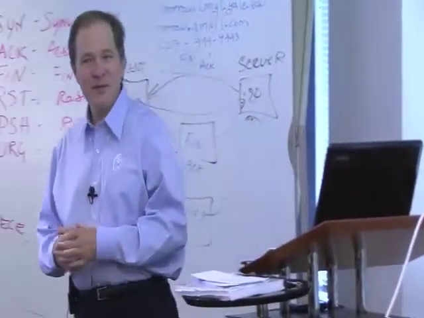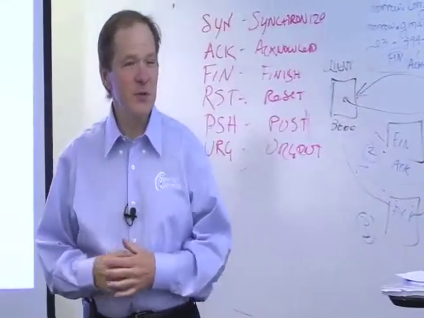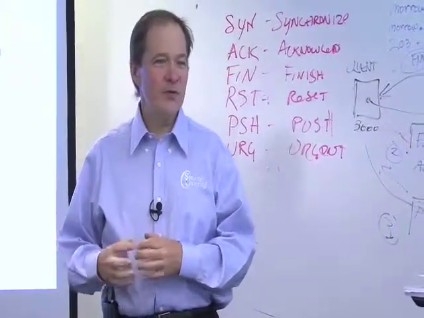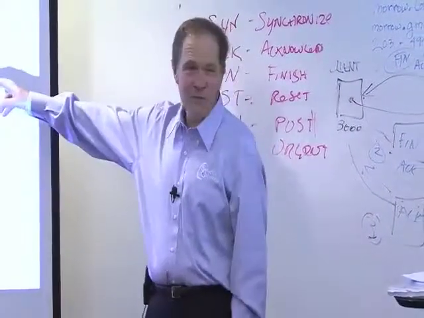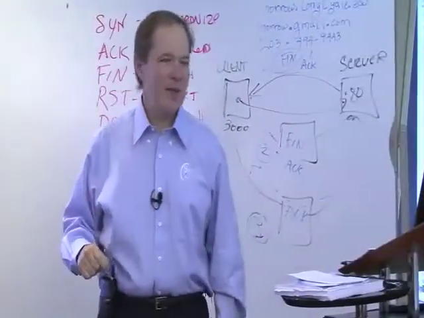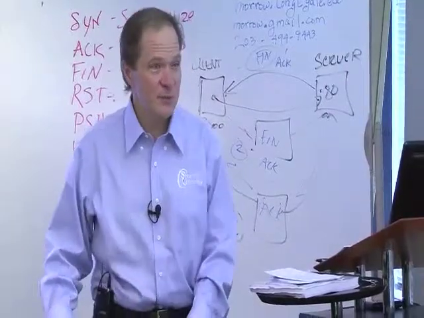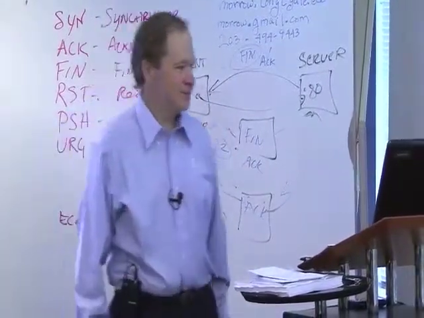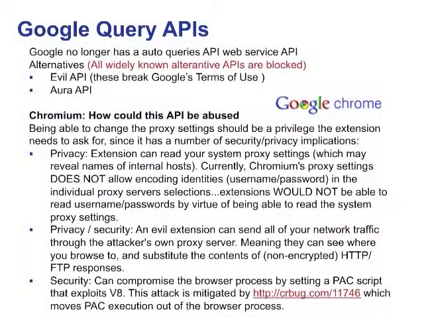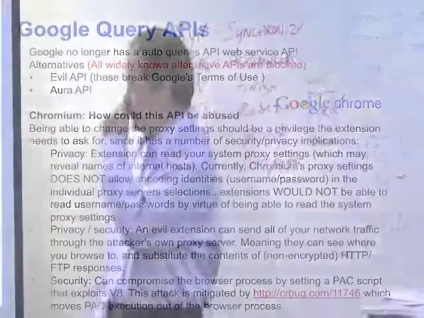Note that if you do this, as Google does have a terms of use, you're violating Google's terms of use condition if you start banging on them with massive amounts of automated scans. So they have the right to terminate service to you. They may even come after you. They'll keep a blacklist of IPs. These are our APIs, right? The evil API, the Aura API. Those are ones that will get you blocked if you use them.